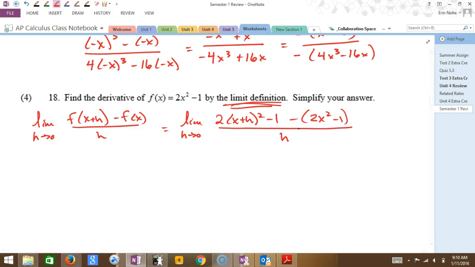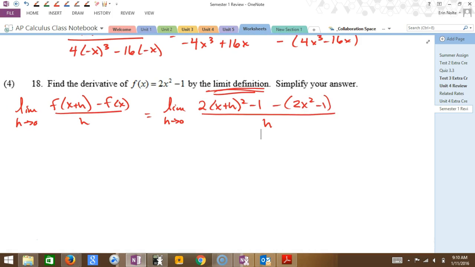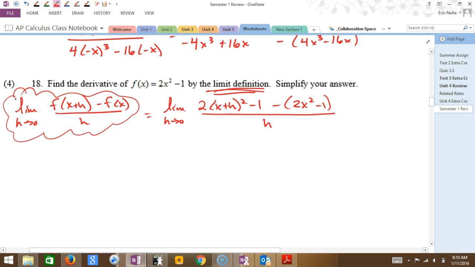Now you just simplify. So this is the part I would write down in my notes somewhere, probably, for the test. Write it as limit definition, label it so you know what it is.